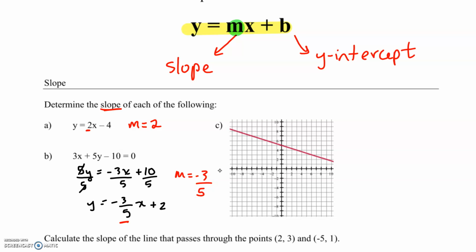Okay, now I have a graph, and I'm going to determine slope, but for here I have to use an equation. So I have lots of equations I can use for slope. We know rise over run is one equation, or I could use delta y over delta x, or we could also use y2 minus y1 over x2 minus x1. Now, for all of these equations, we need 2 points, 2 good points.